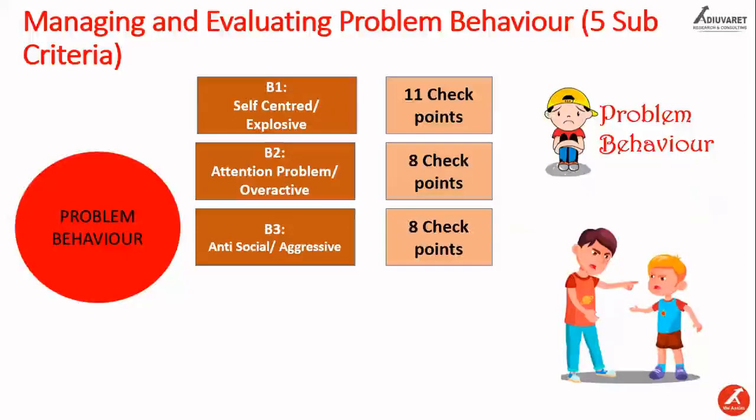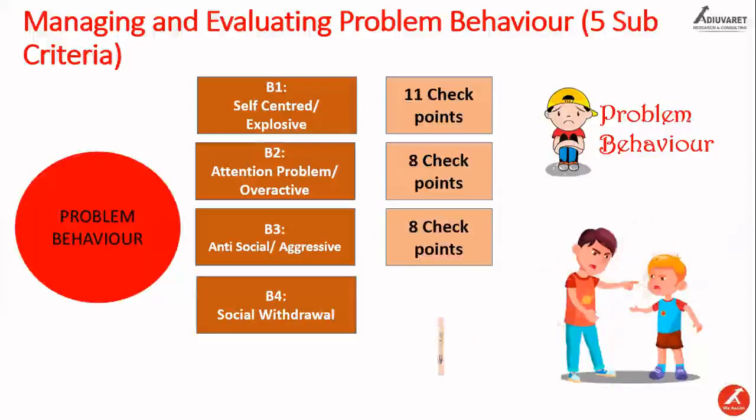Then the fourth subcomponent or fourth subcriteria of problem behavior is social withdrawal. If the child is not connected to the social environment, we often call them withdrawing from those social things. And the moment the child will be withdrawing himself or herself from the social connectivity, then the effectiveness to manage the social issues will be negatively affecting the child's performance in the future. Under that, we have got 7 checkpoints, and these 7 checkpoints will help us to know to what extent our child will be displaying some kind of social withdrawal symptoms or not.